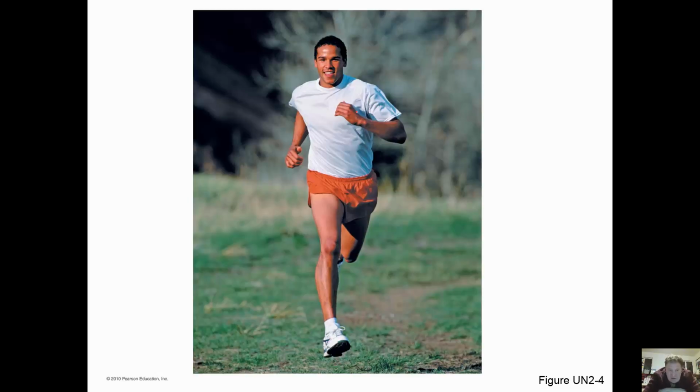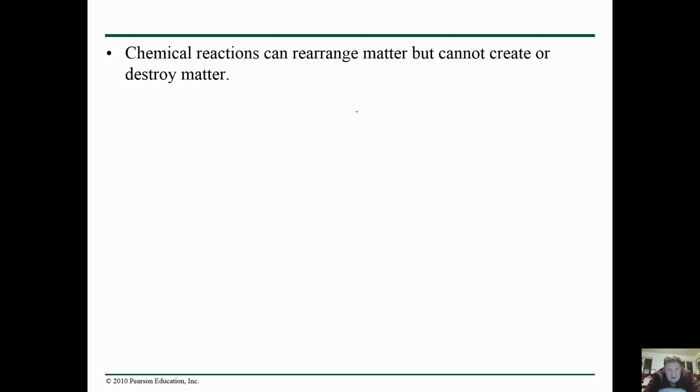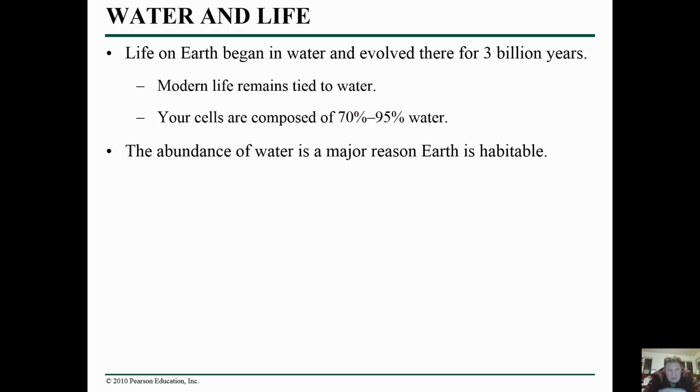You are the sum total of your chemical reactions, and this is what we call our metabolism. The reactants are the starting materials, and the products are the end materials. Again, remember that chemical reactions can rearrange matter, but they cannot create or destroy matter.